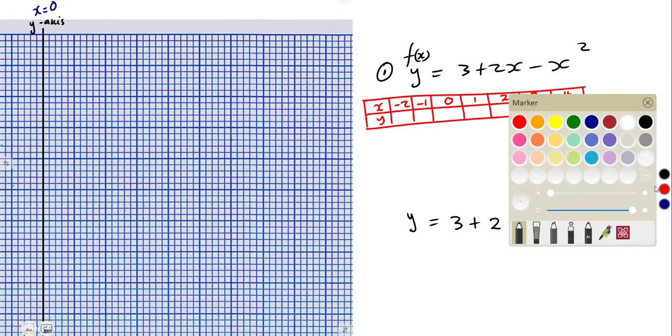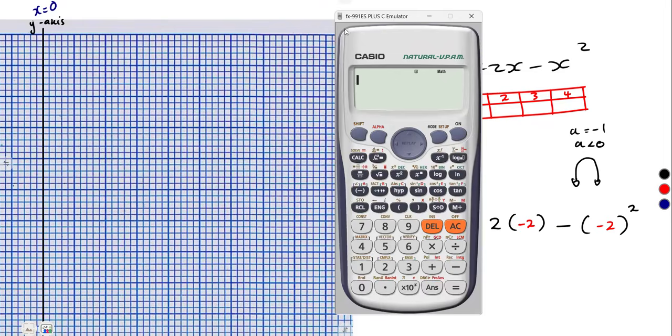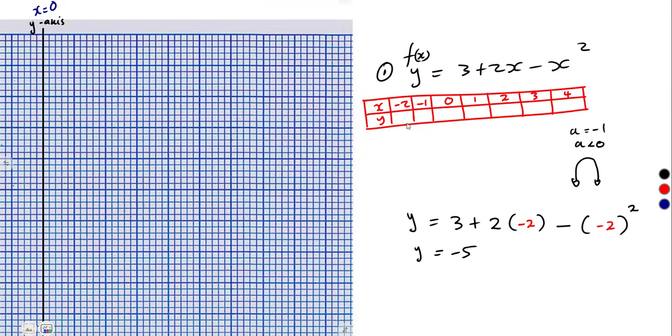So you can substitute these values, all right? Use your calculator, or you can simplify this the way that you understand. You obtain what? The y value at the end, all right? So let us substitute this into our calculator. 3 plus 2 into what? -2, all right? Minus our x value is what? -2, but we're supposed to square this. So this is going to give us what? -5. So that is the y value corresponding, -5.